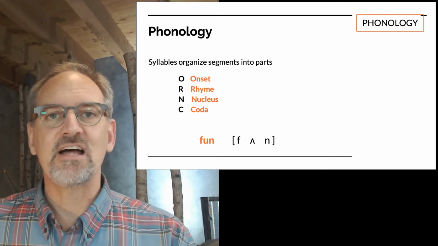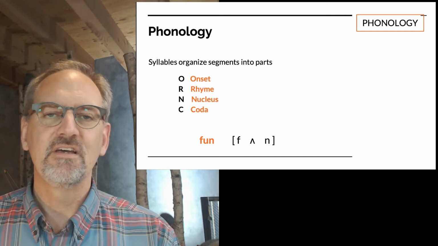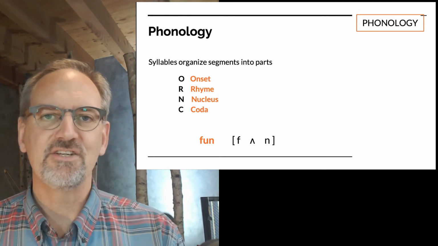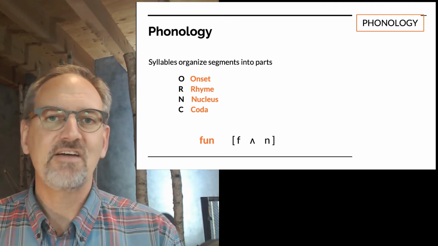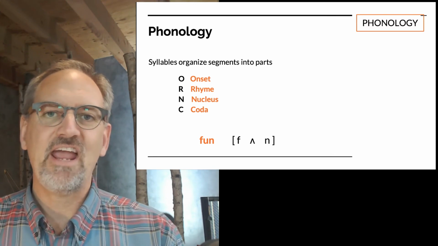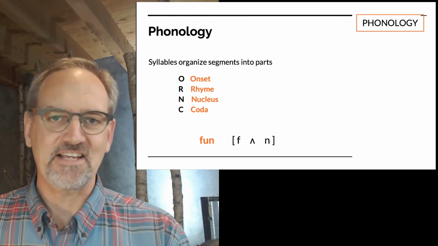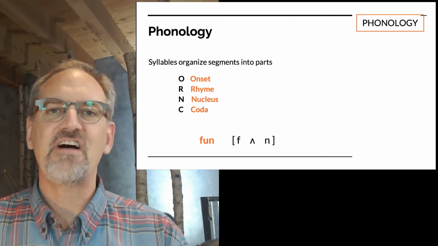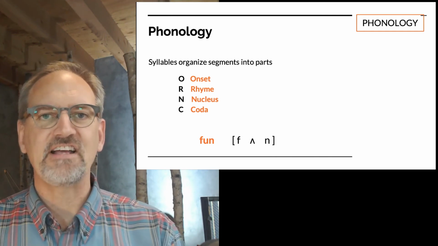And then within the rhyme, there are two smaller elements, the nucleus and the coda. You may have seen these words from other areas of study. The nucleus comes from biology, right? The nucleus of a cell. You can't have a cell without a nucleus. The nucleus has to be part of a cell. Well, you can't have a syllable without the nucleus segment. And if there is a nucleus, there has to be a syllable. And finally, the coda is kind of the end or the final part. In music, the coda would be the ending, the final section.